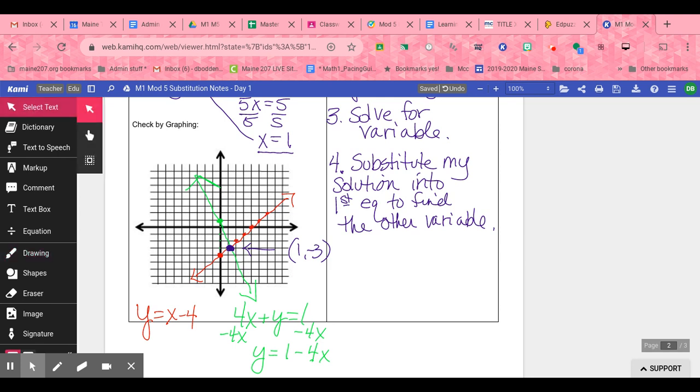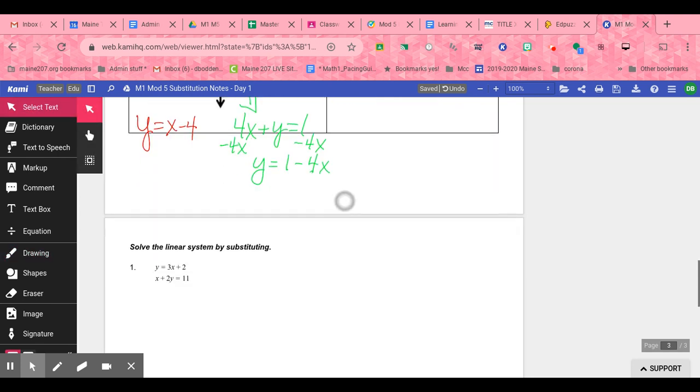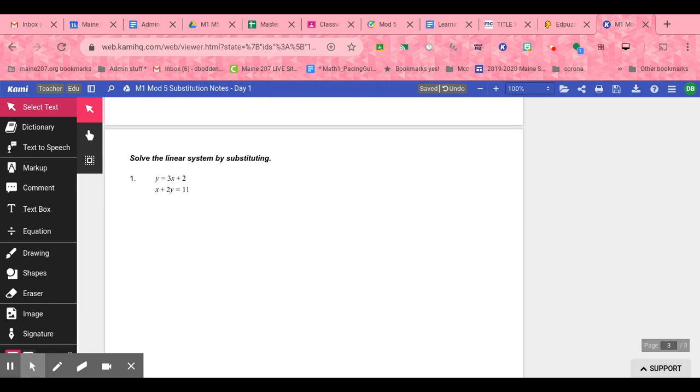And so that confirms my solution is (1, negative 3). All right. Now what I have for you are 2 more examples. Feel free to pause the video at any time if you want to try these without me. I'm going to go through each of my steps.